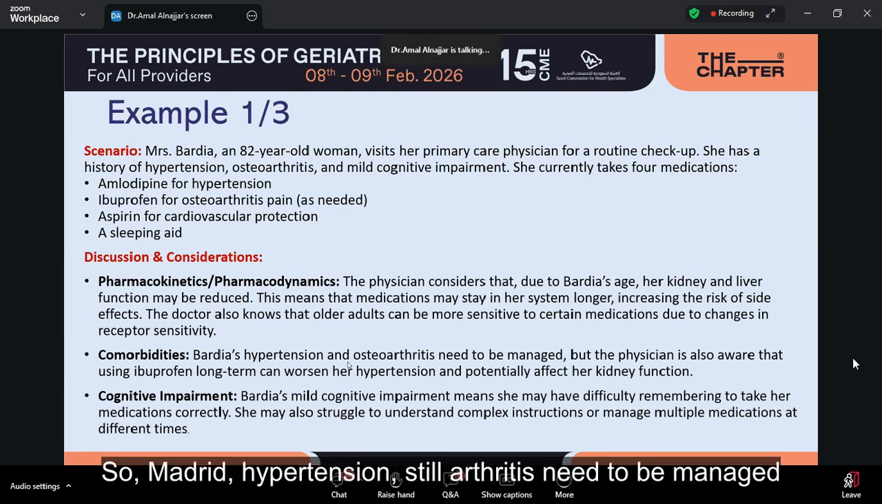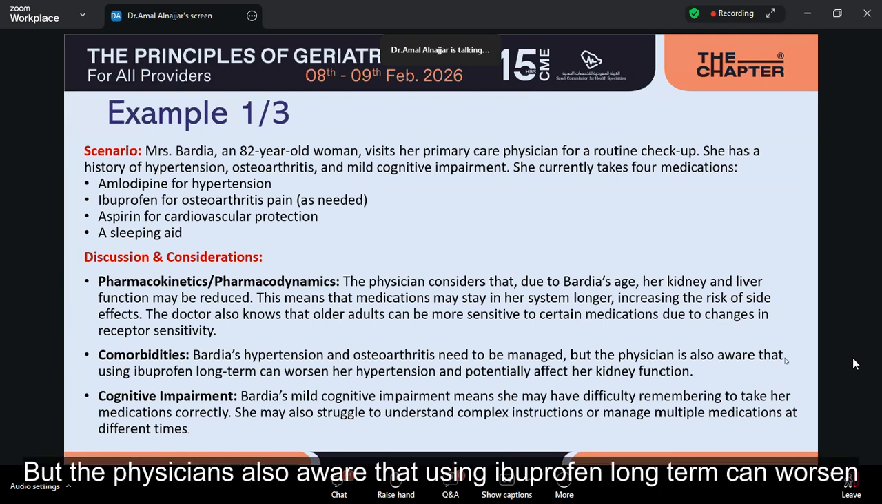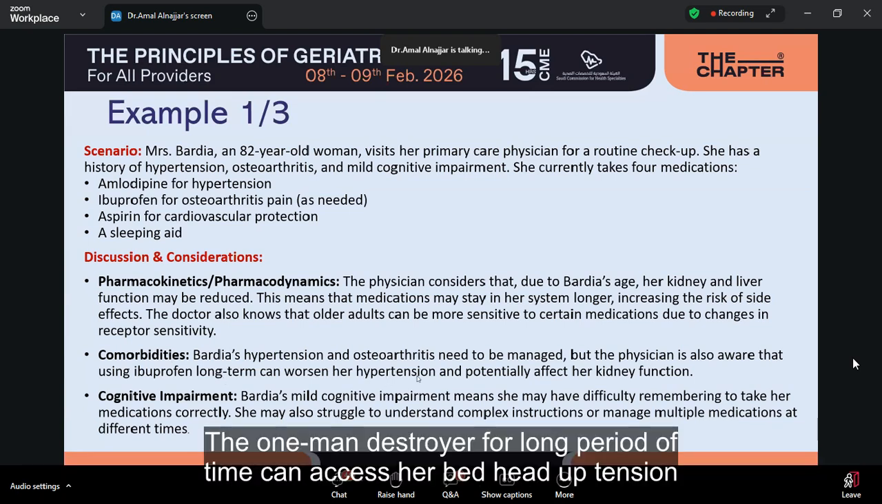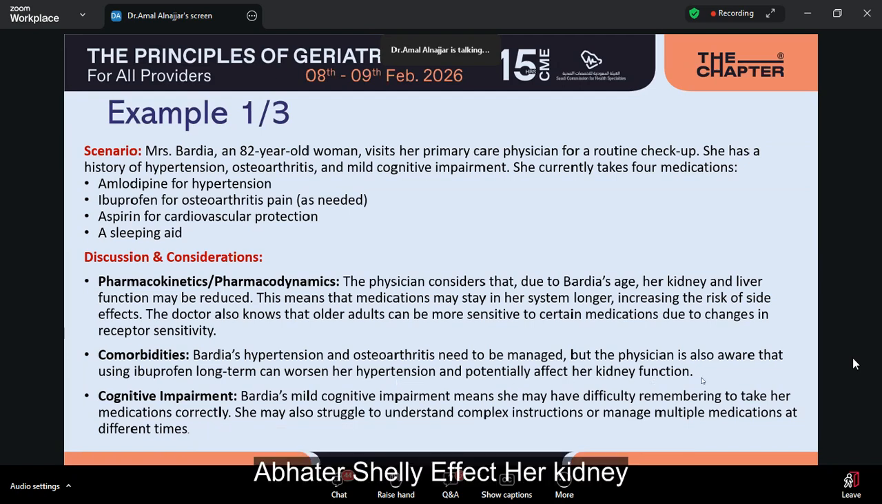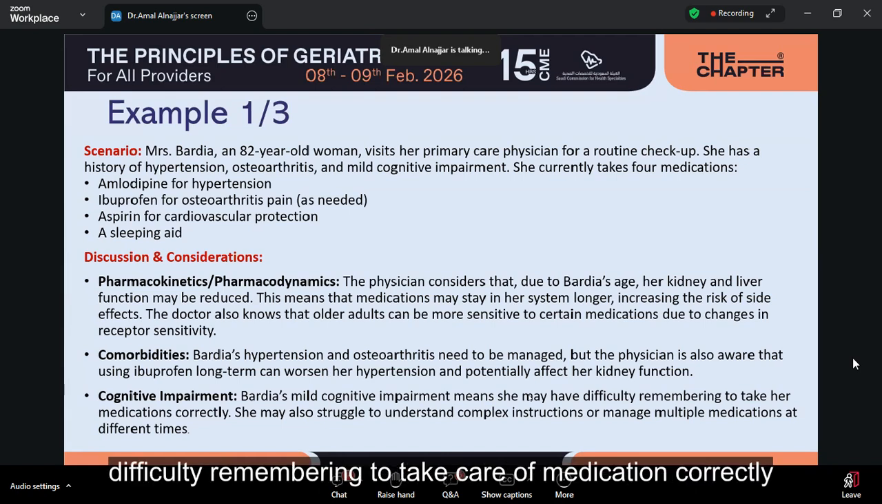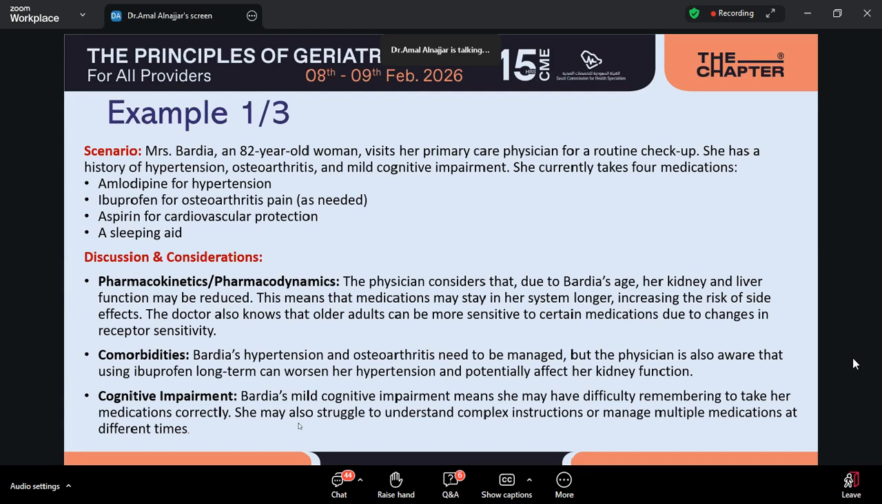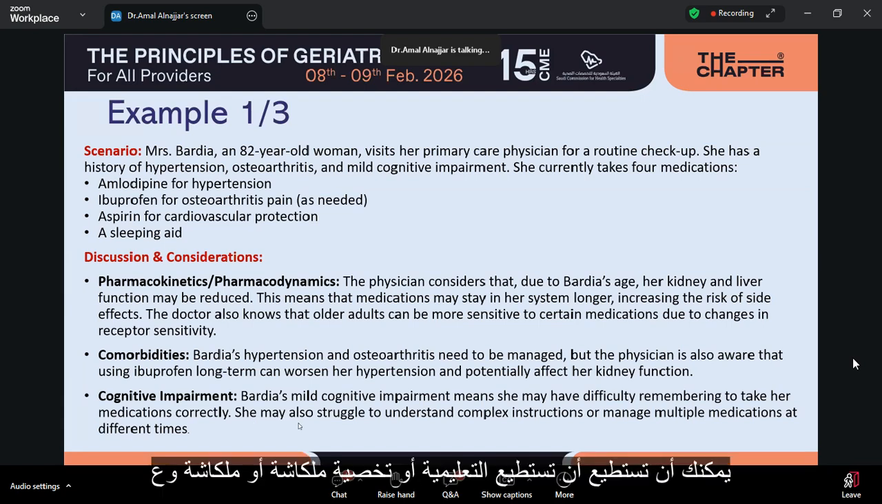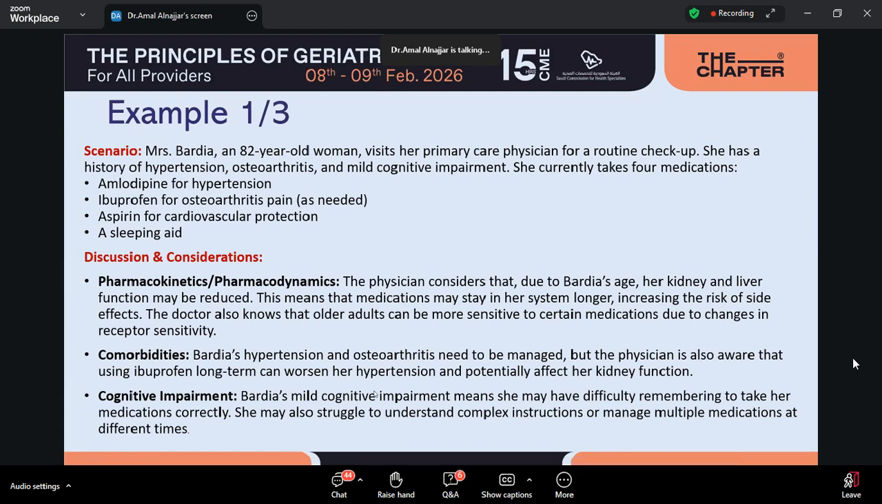So Badriya's hypertension and osteoarthritis need to be managed, but the physician is also aware that using ibuprofen long-term can worsen her blood pressure. Of course, non-steroidals for a long period of time can exacerbate hypertension and potentially affect her kidney. As for cognitive impairment, Badriya's mild cognitive impairment means she may have difficulty remembering to take her medication correctly. She may also struggle to understand complex instructions or manage multiple medications at different times.